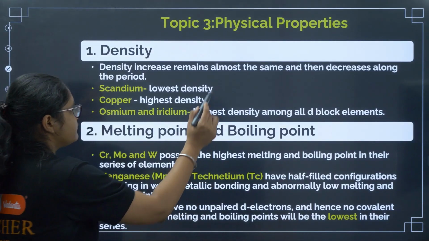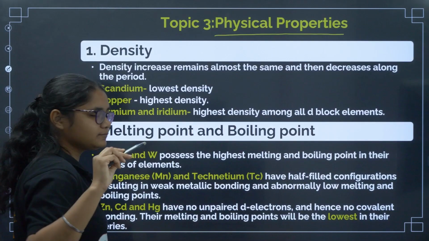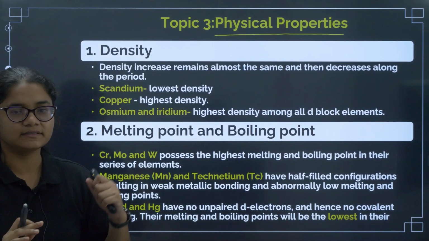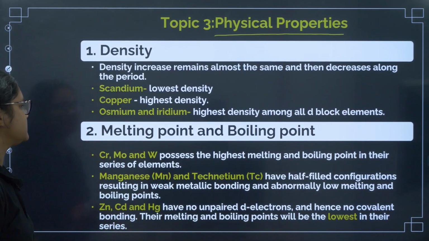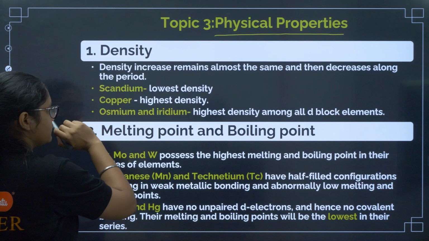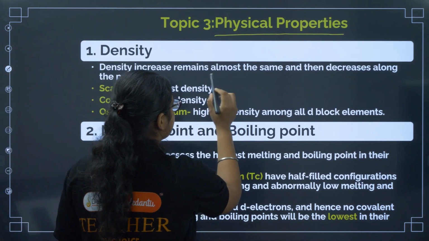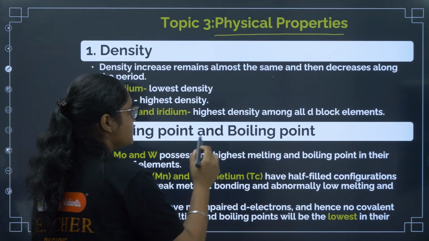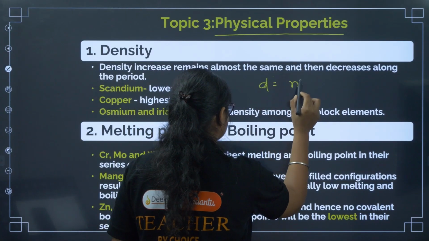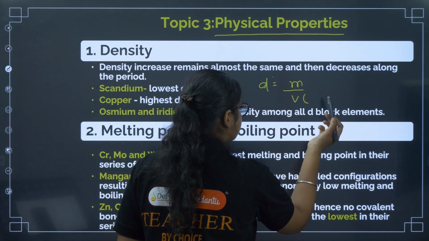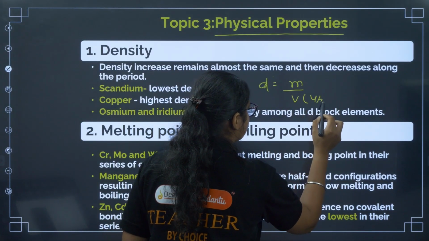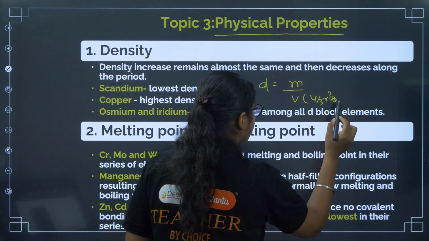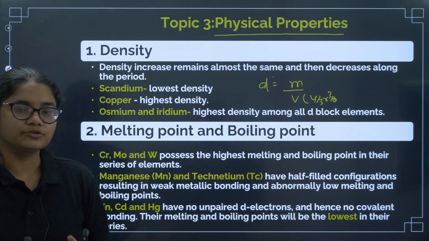Okay, next coming to physical properties. We discussed the chemical properties. Now some physical properties of transition elements. First is density. Density increases, remains almost the same, and then decreases along the period. If you know the density formula, it is mass by volume. Since it is a sphere, volume is 4/3 pi r cube, so density is inversely proportional to radius.